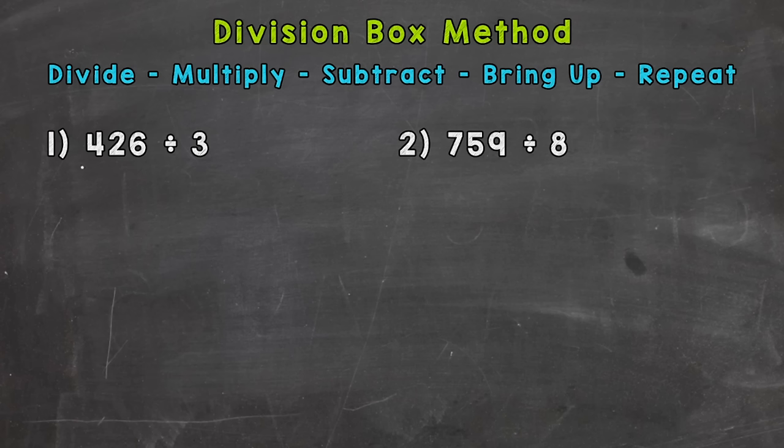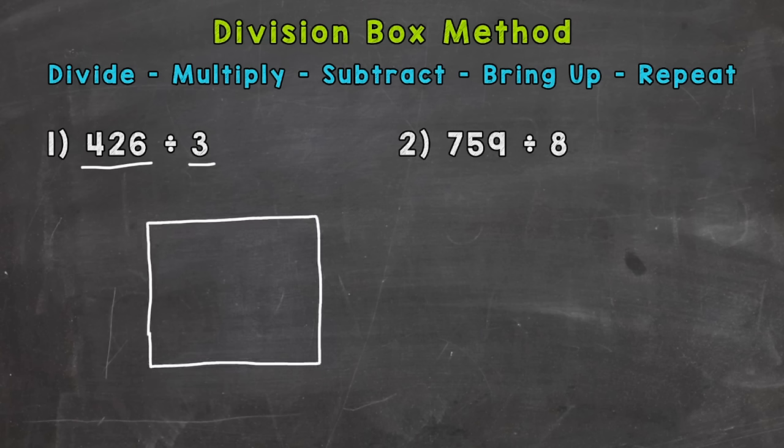So 426, this is our dividend. It's the number being divided or split up. And we are dividing by 3, which is our divisor. So we start the box method by drawing out a rectangle here. Now this rectangle is going to be split into three sections, okay? For each of the digits for 426. So three sections here, and we're going to put a digit in each one of those sections. So the 4, the 2, and the 6.